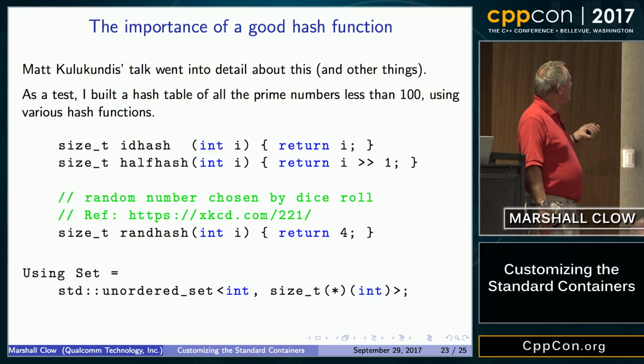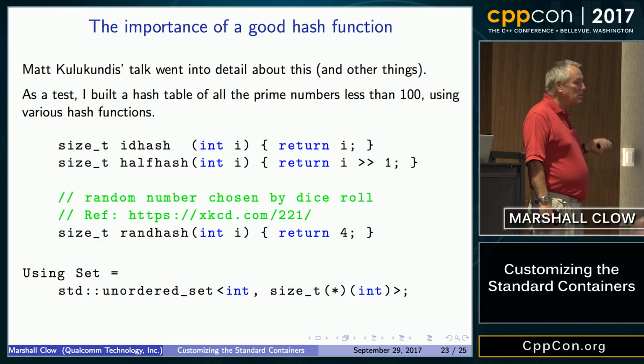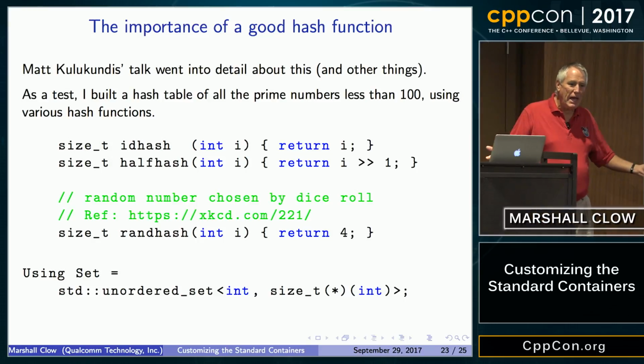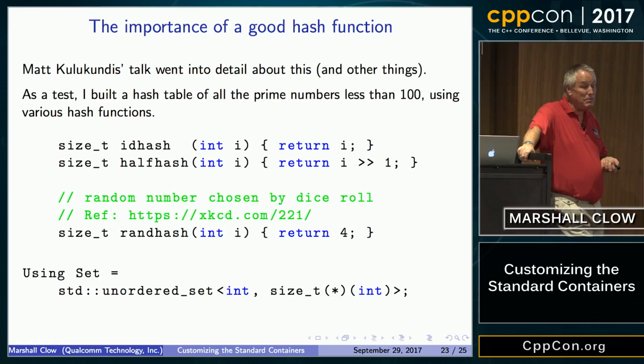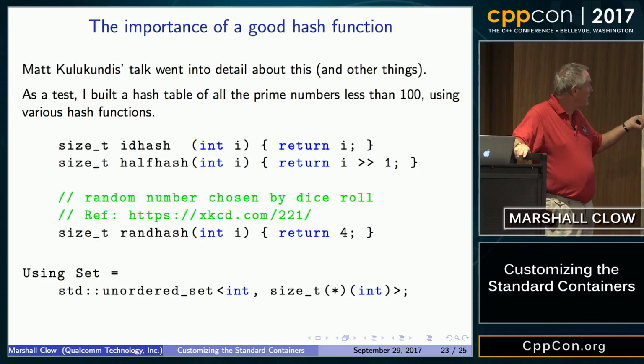But anyway, I expected this one to be okay, and this one to be significantly better, and this one to be terrible. And I was mostly right. This one was okay, this one was okay, and this one was terrible. The reason I expected that this one to be better than the first one is because all the prime numbers, with the exception of 2, are odd. And so I expected half the buckets to be empty because they all hashed to themselves, so they never got an even number.